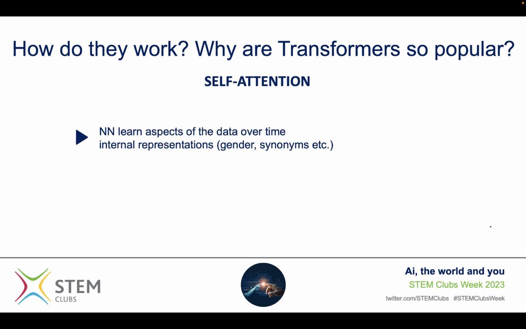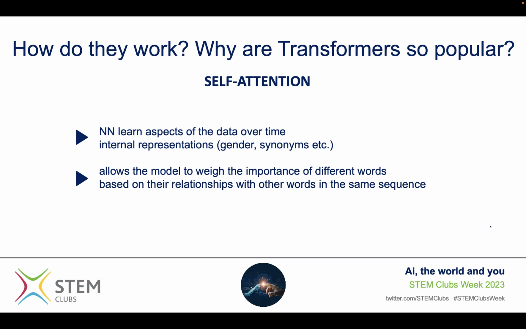So the third aspect is self-attention. Neural networks learn aspects of the data over time. They see the same data many times over, and they learn. Each time they see the data, they learn internal representations very well over time, such as gender or synonyms and so forth.